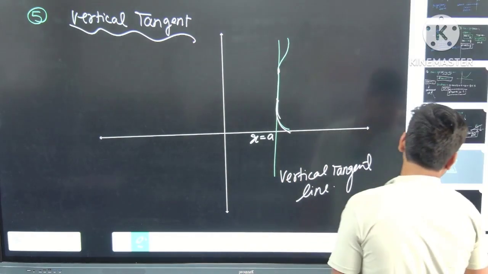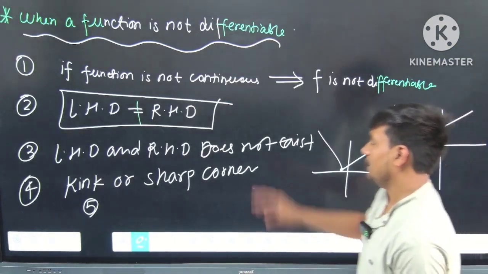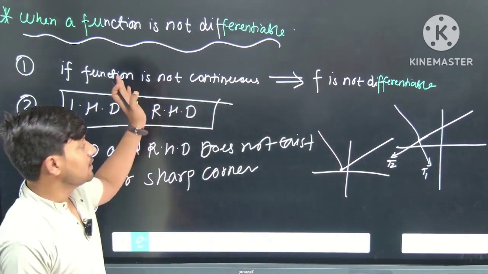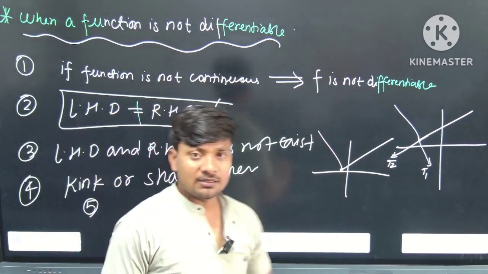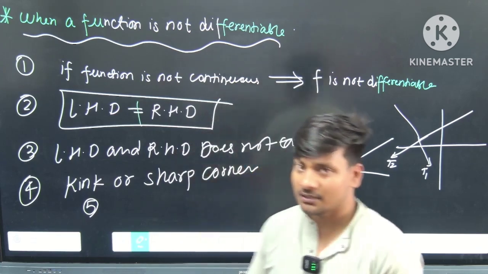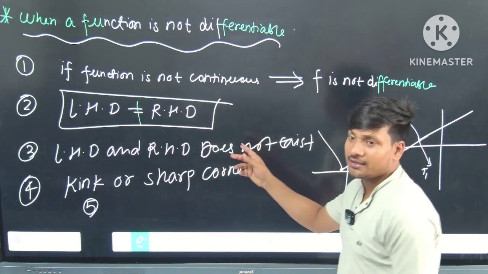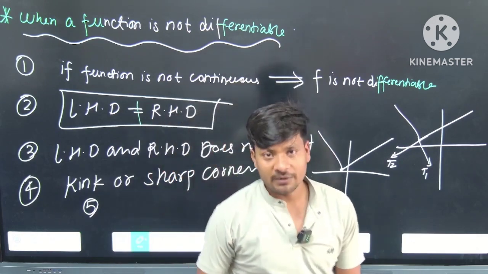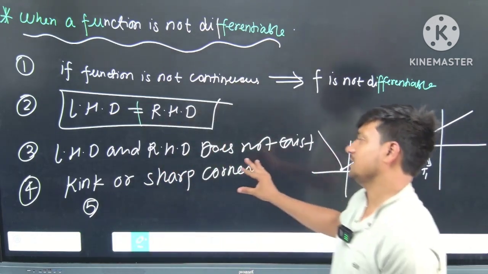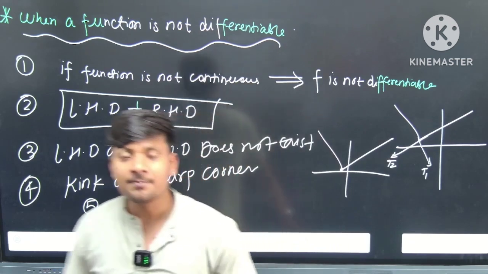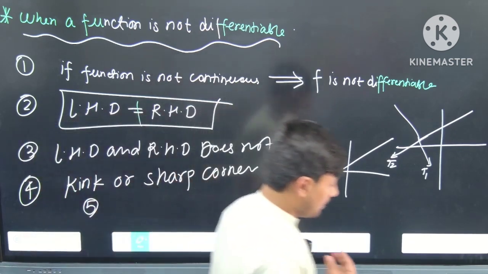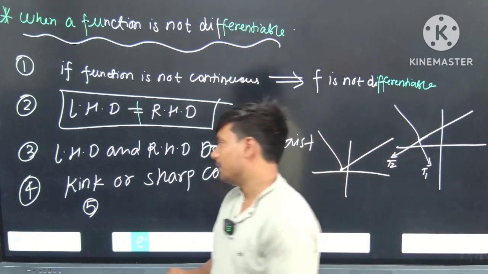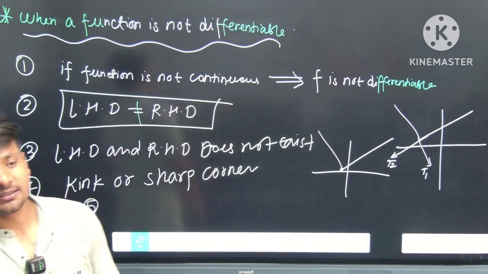Again we will repeat this. So the first one is continuity is the necessary condition for the function. If the function is not continuous, then the function will not be differentiable. Second point is, if the left hand derivative is not equal to the right hand derivative, then the function will not be differentiable. Third point is the existence of the left hand derivative and right hand derivative. If any one of them does not exist, then the function will not be differentiable. And the fourth one is a kink or sharp corner.